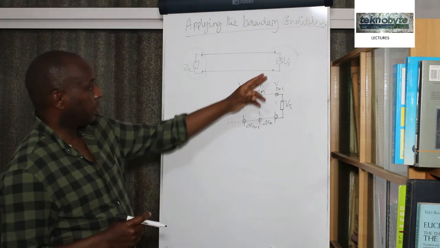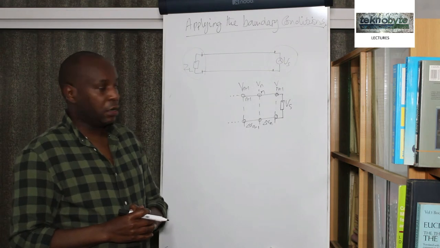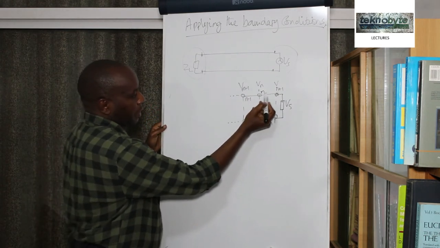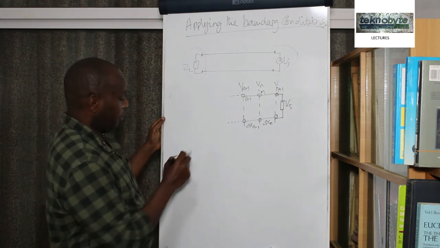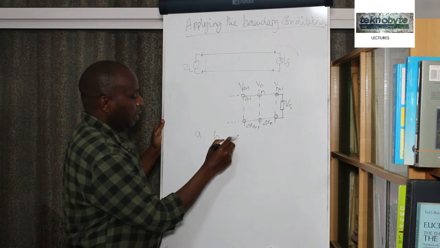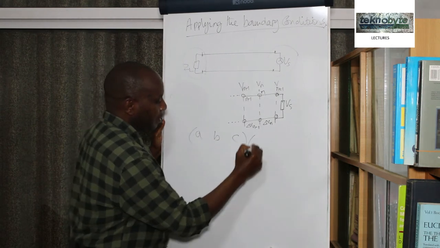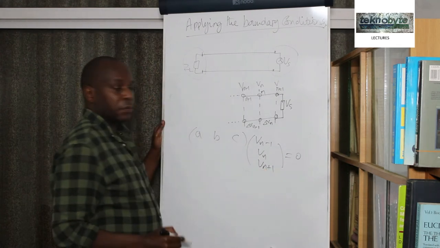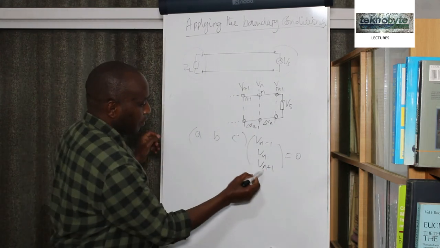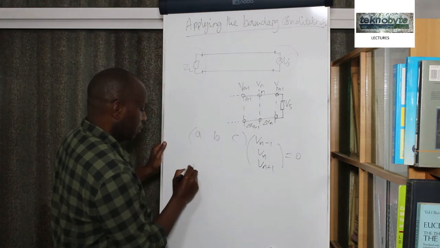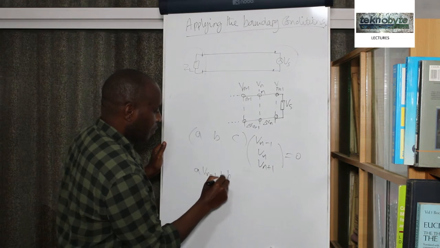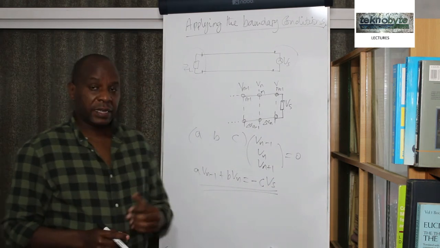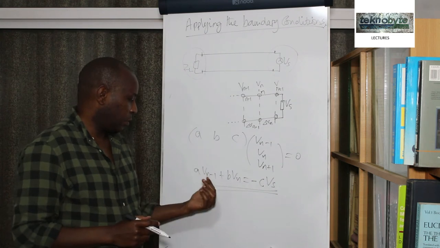In order to apply the boundary condition at the sending end, we consider the model of the transmission line and what is happening at nodes n minus 1, n and n plus 1. You recall that we already developed the matrix multiplication A, B, C times Vn minus 1, Vn, Vn plus 1 equals 0. Now we know that at the sending end, Vn plus 1 equals Vs. So if we carry out this multiplication, we can write A Vn minus 1 plus B Vn equals minus C Vs. You can see that we have a linear equation with two unknowns, Vn minus 1 and Vn.